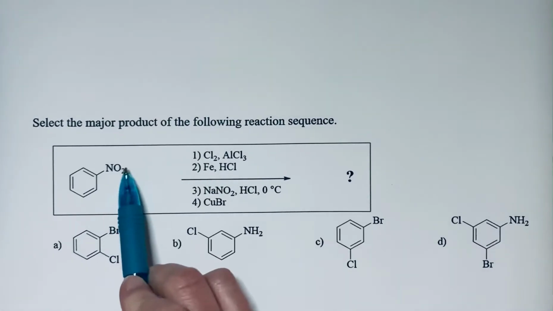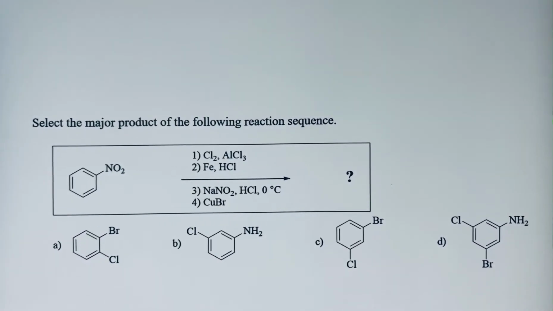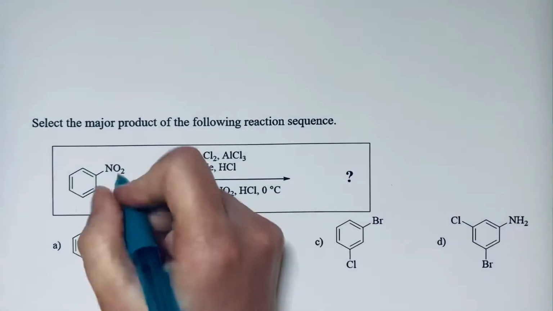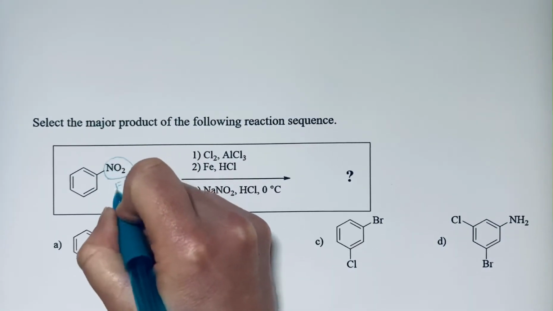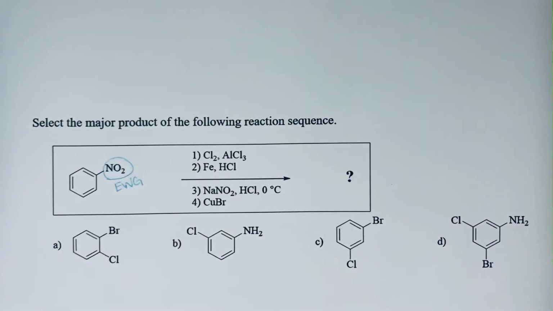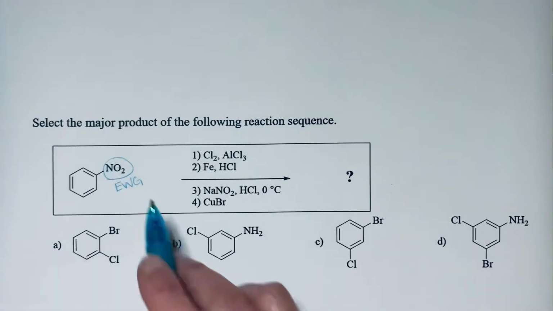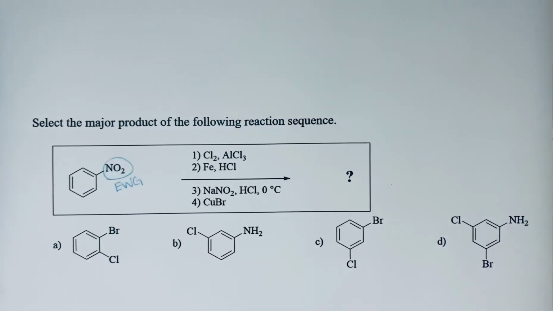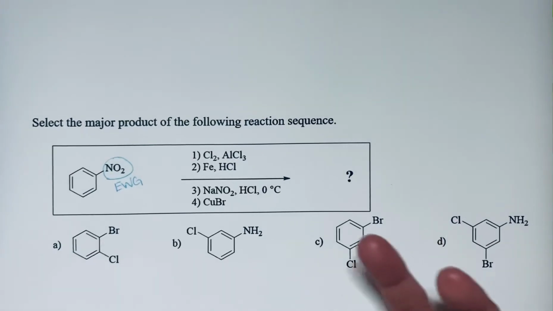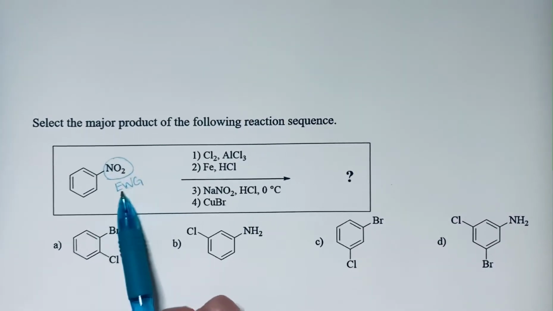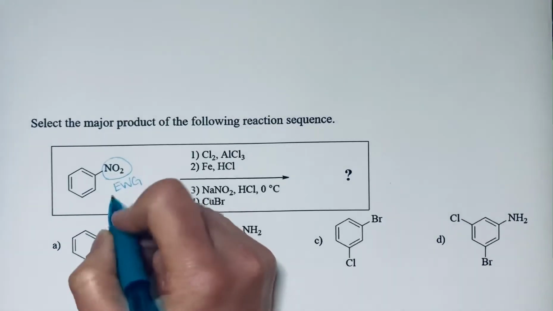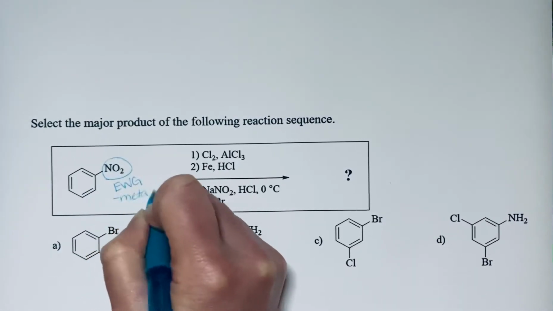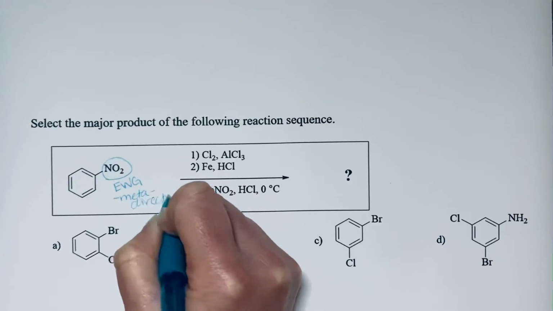on the ring. So starting with an aromatic nitro group, we need to recognize that this is an electron withdrawing group. So that will actually deactivate the benzene ring towards electrophilic aromatic substitution, although it still can happen. So it's just a little bit slower than a benchmark reaction with benzene or a reaction with an electron donating group. But all electron withdrawing groups we want to recognize are meta-directors. And so that'll be important.